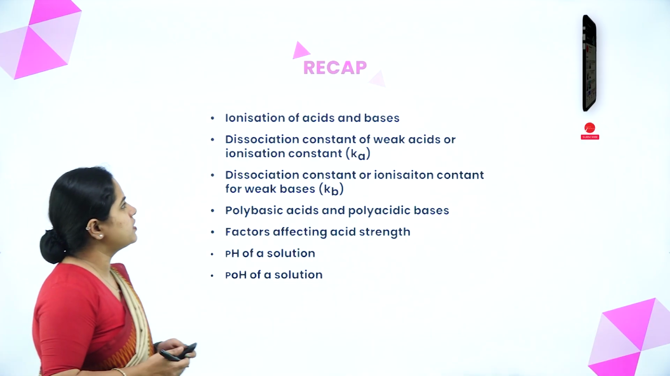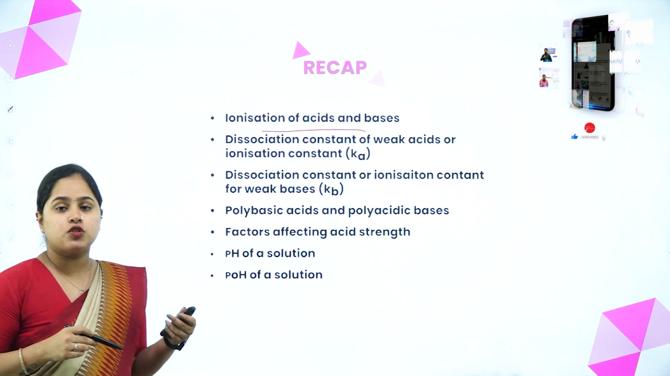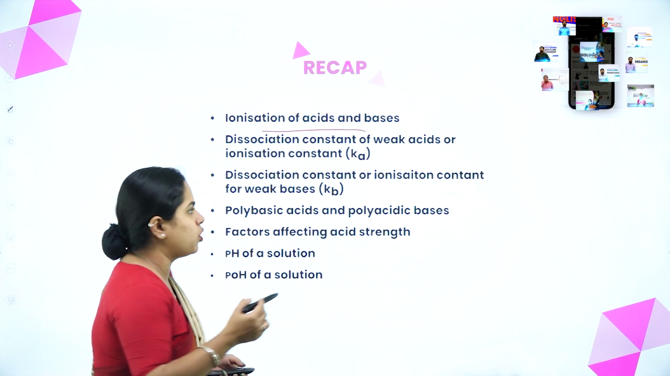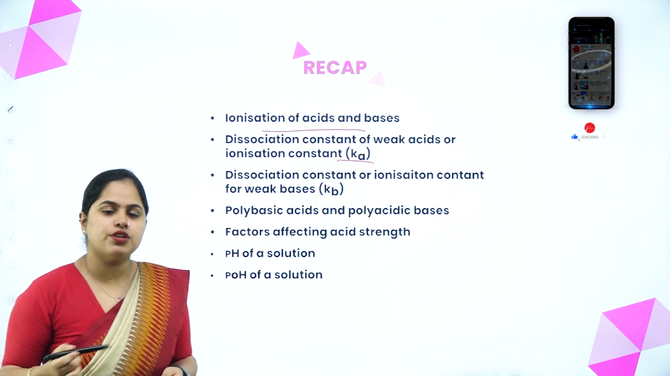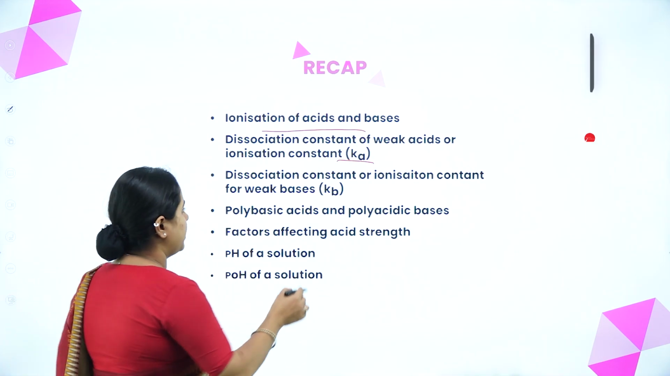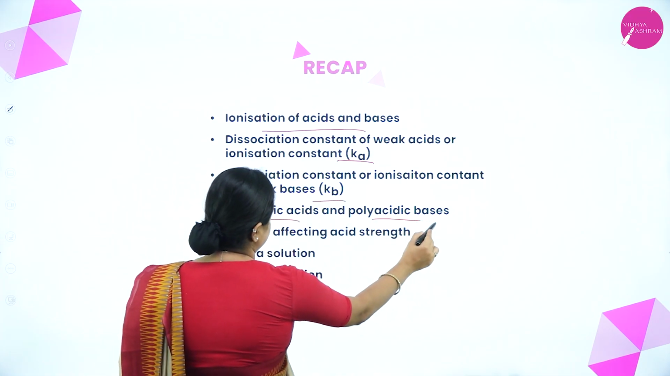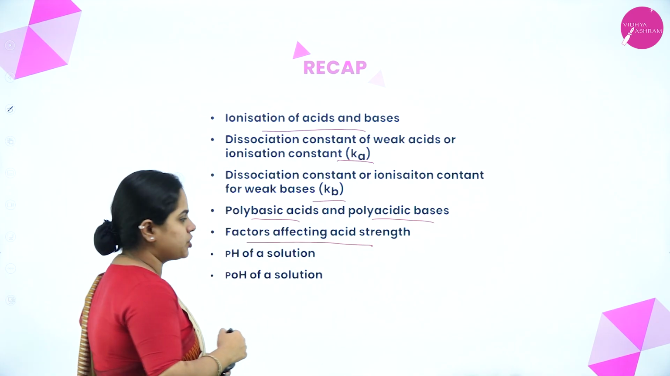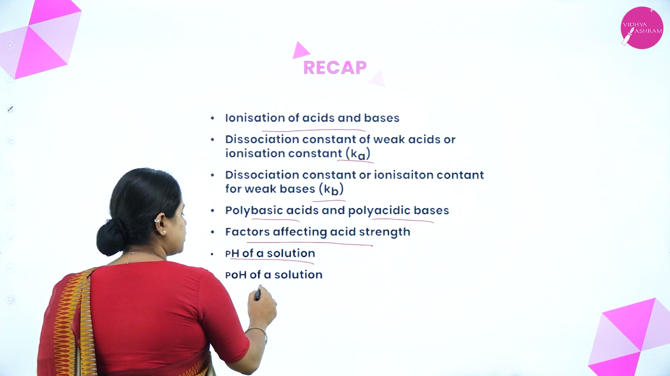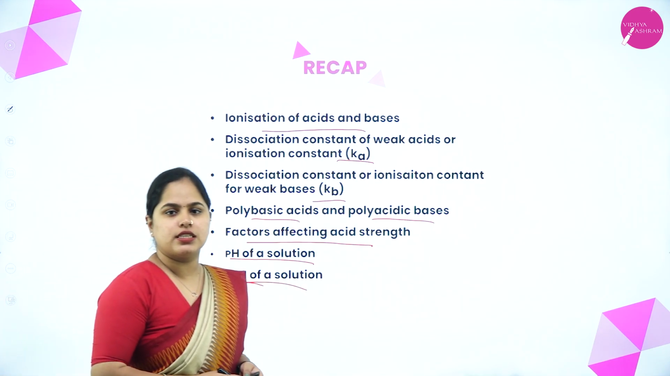So in the last session, we studied about ionizations of acids and bases and what is the dissociation constant or ionization constant of an acid, which is Ka, and dissociation constant or ionization constant of a base, Kb, right? And what are polybasic acids and polyacidic bases also. And then the different factors affecting acidic strength, as well as what is pH of a solution and pOH of a solution, we discussed in the last session.